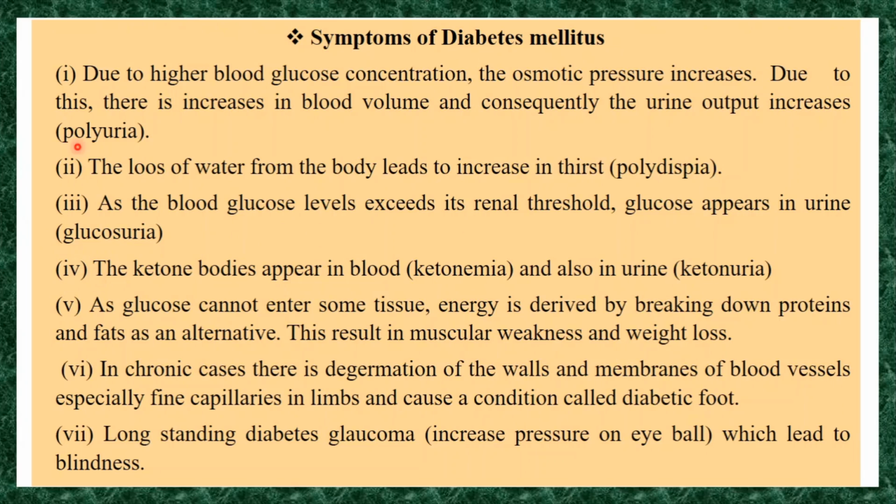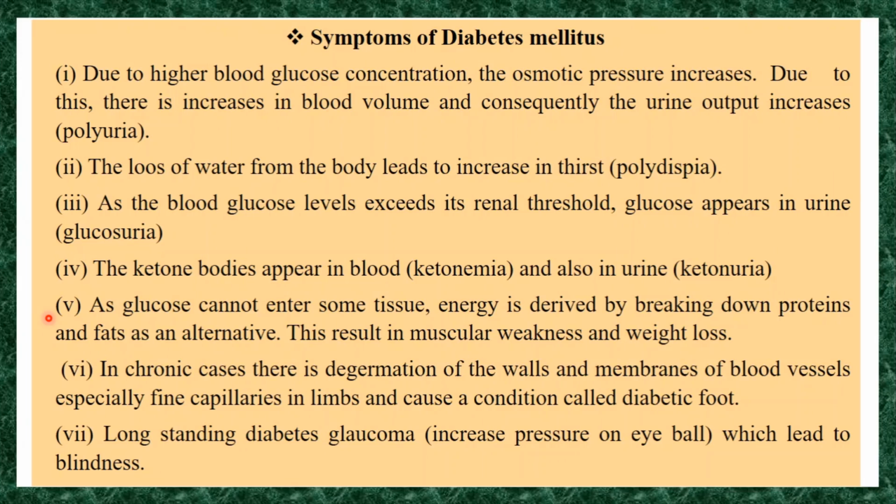The next symptom is that ketone bodies appear in the blood, that is called ketonemia, and they are also in the urine, that is called ketonuria. So these ketone bodies appear in blood as well as urine. If they appear in blood, that is called ketonemia, and if they appear in urine, that is called ketonuria.